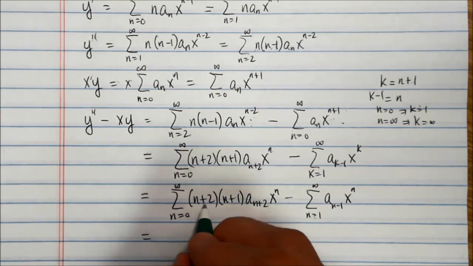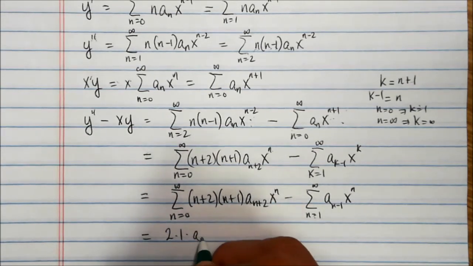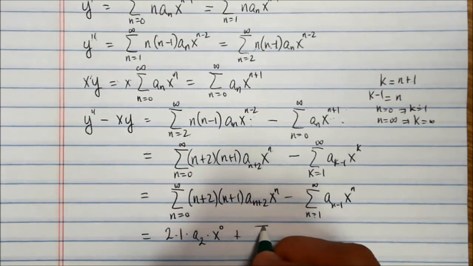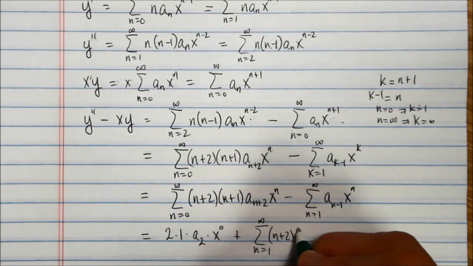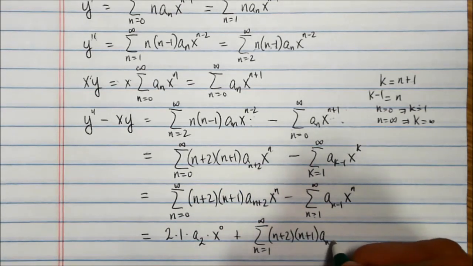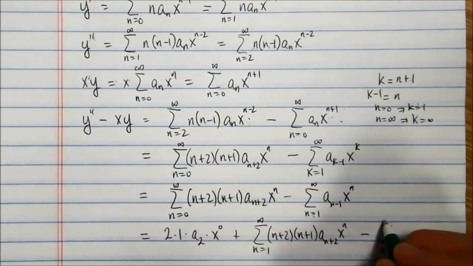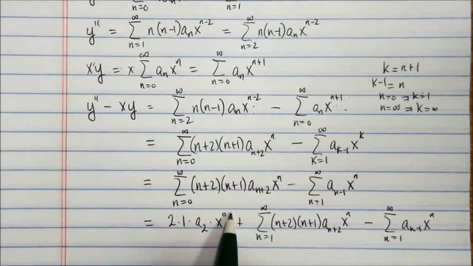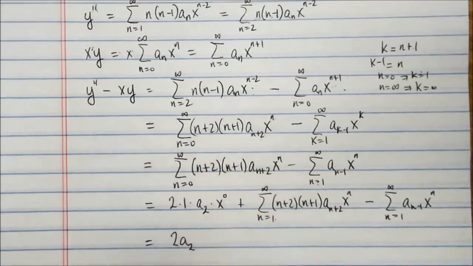If I plug in n equals 0, I get 2 times 1 times a sub 2 times x to the 0. And then what's left is summation n equals 1 to infinity n plus 2, n plus 1, a sub n plus 2 x to the n, minus the second sum, which is unchanged. So here I'm peeling off the n equals 0 term and then starting on n equals 1 instead. So I have 2a sub 2.